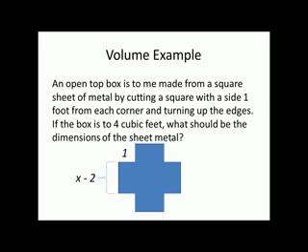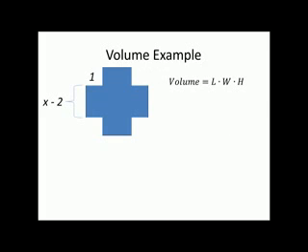If I cut 1 foot from each corner, I get this kind of shape. So my side becomes X minus 2 because we took 1 foot above and 1 foot below. So now our volume equation is length times width times height. Well, what's our length, what's our width, and what's our height? Well, our length and our width are both X minus 2.